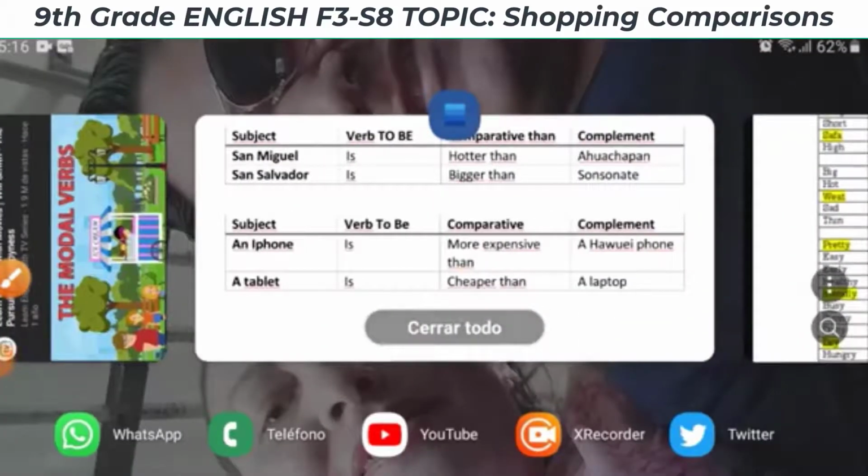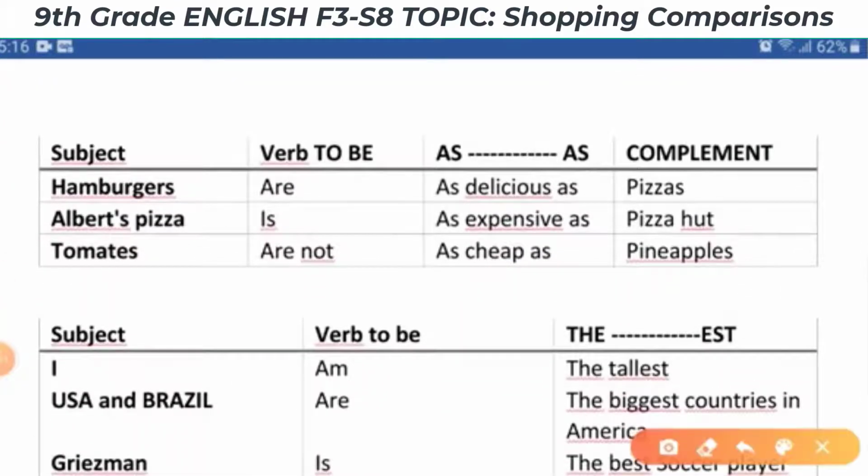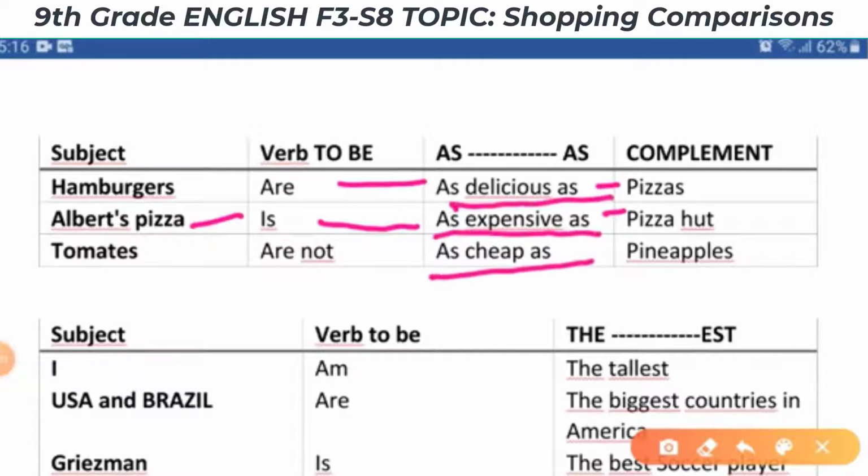Vamos a ver más examples. Okay? Here. Hamburgers are, como son varias hamburguesas, ¿verdad? Hamburgers are as delicious as pizzas. Yes? Albert's Pizza is as expensive as Pizza Hut. Es igual de caro que. Yes? Igual de delicioso que. Igual de barato que. Yes? Hamburgers are as delicious as pizzas. Albert's Pizza is as expensive as Pizza Hut.